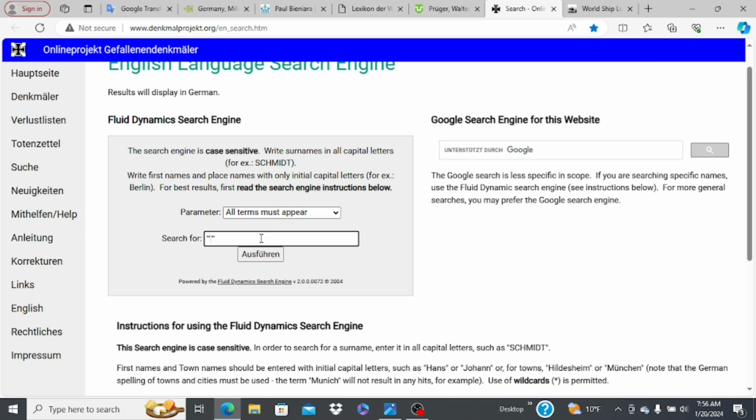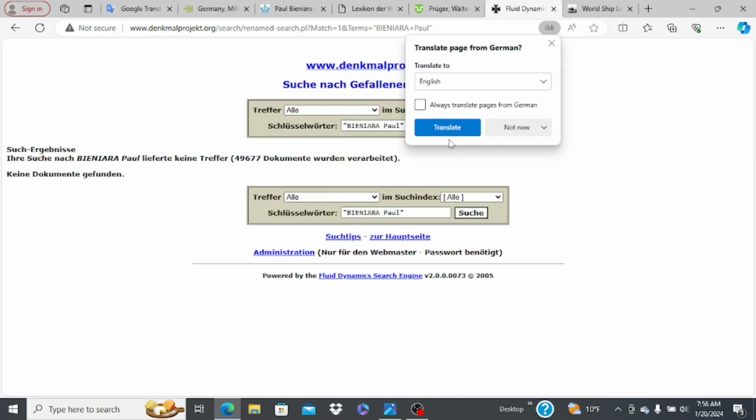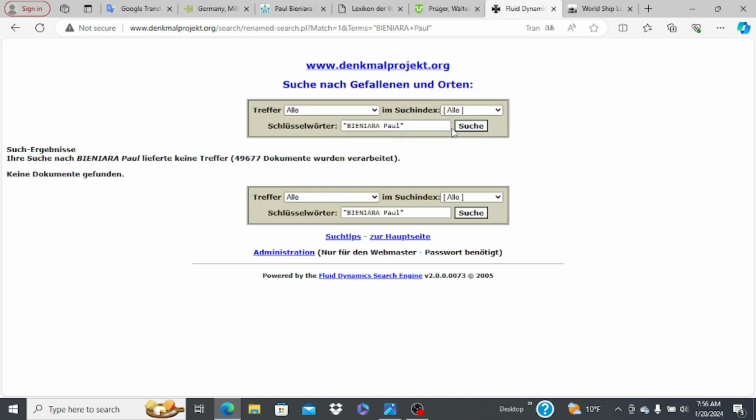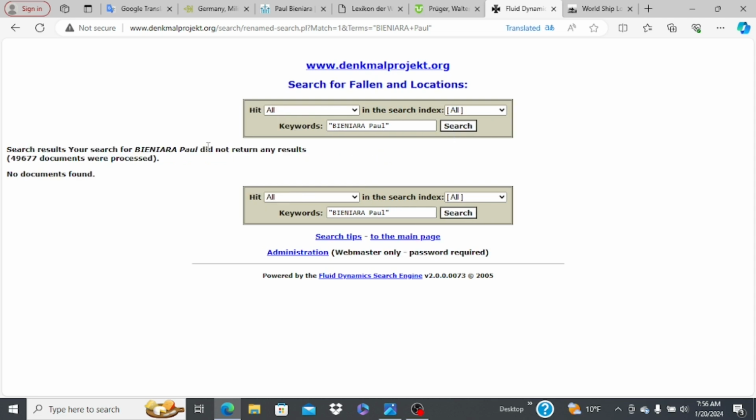So obviously, sometimes casualty records are under Hans, sometimes they're under Johann, so you have to be aware of that as well. But going in here, Banara, Paul, search, and we can see that there's no war memorials they have documented that have his name on it. Not surprising. Like I said, I've only had a little bit of luck with this, but it's a good alternate source if you're really having trouble finding information. You might get lucky on here.